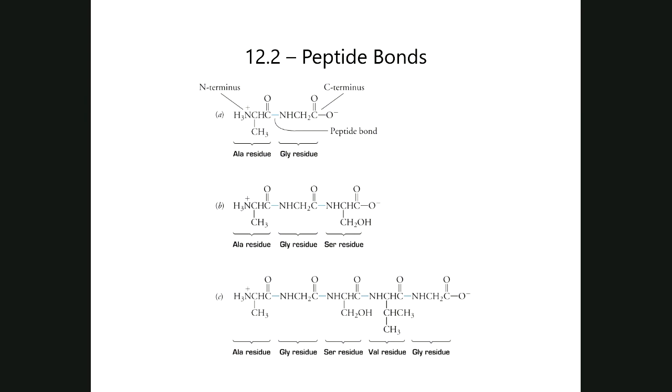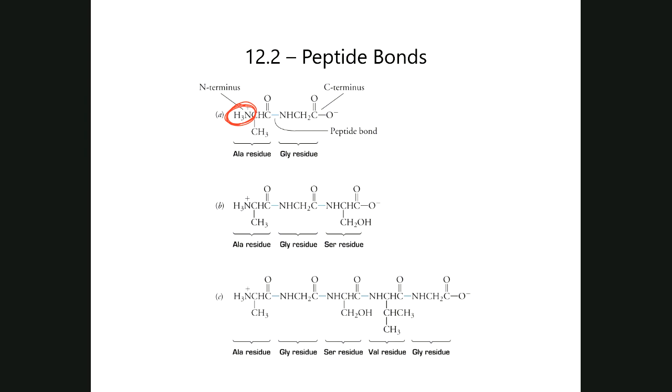And just to be consistent with physiology, remember the nitrogens that are free amines, not amide bonds or peptide bonds, but the free amines, are always positively charged at physiological pH. That's the N-terminus on the far left. And then the C-terminus is on the far right.